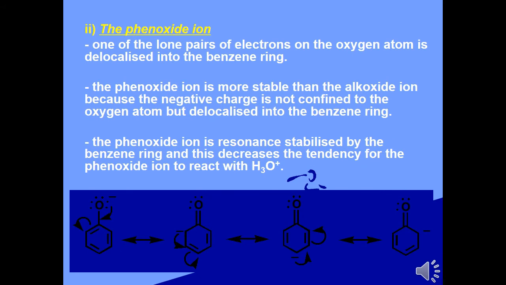Second is the phenoxide ion. One of the lone pairs of electrons on the oxygen atom is delocalized into the benzene ring. The phenoxide ion is more stable than the alkoxide ion because the negative charge is not confined to the oxygen atom but delocalized into the benzene ring. The phenoxide ion is resonance stabilized by the benzene ring, and this decreases the tendency of the phenoxide ion to react with H3O positive.